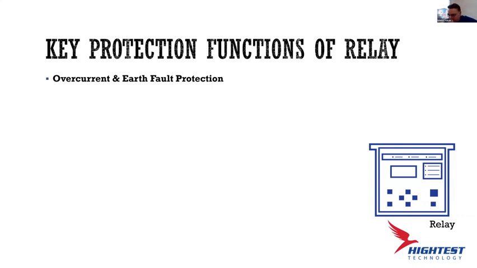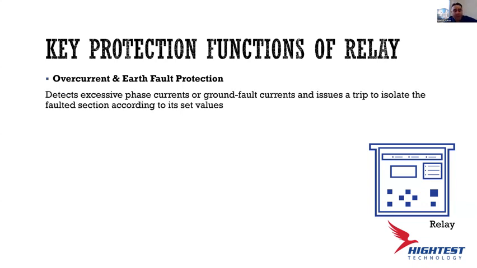Basically, the relay provides overcurrent and earth fault protection. It simply detects excessive phase currents or ground fault currents and issues a trip to isolate the faulted sections according to its set values.